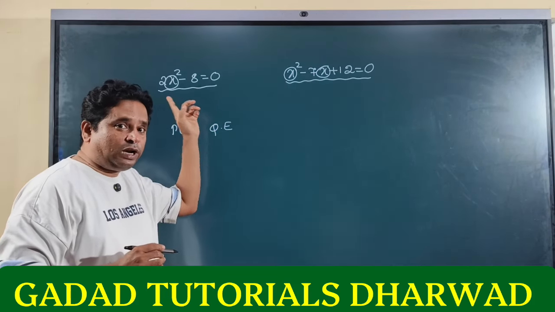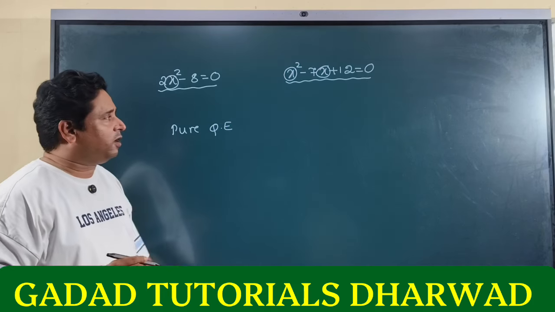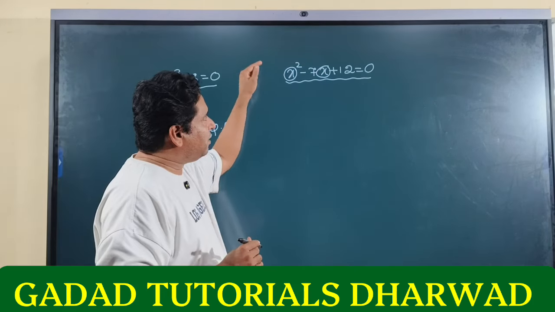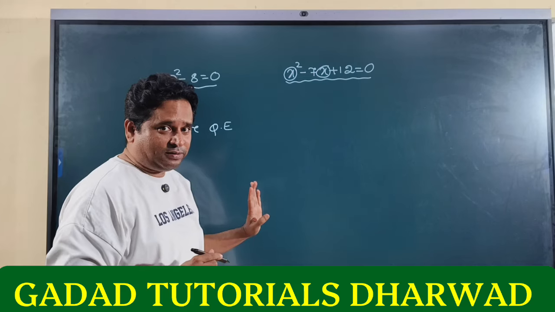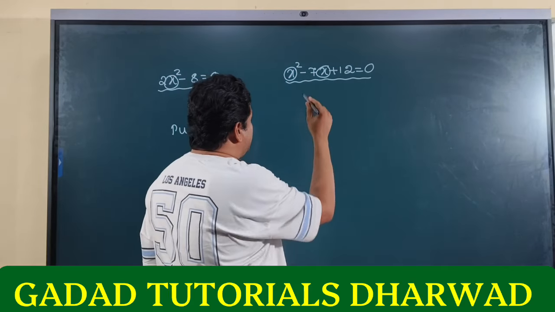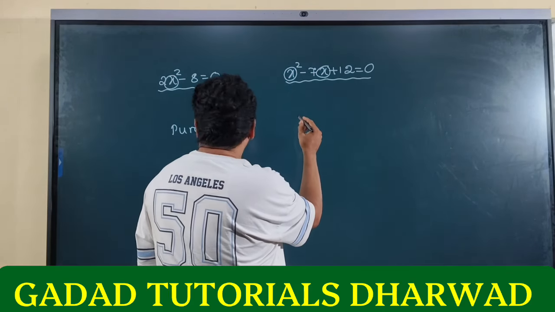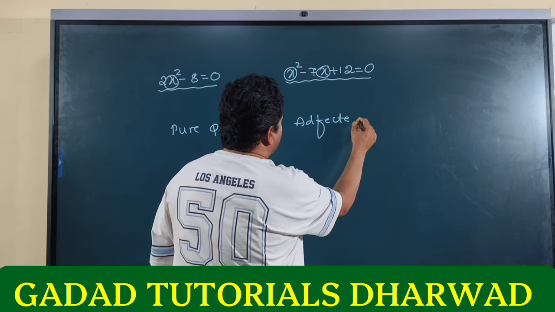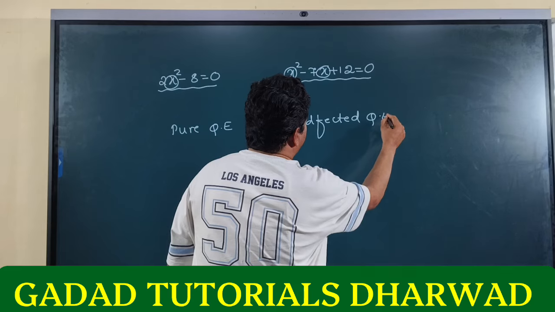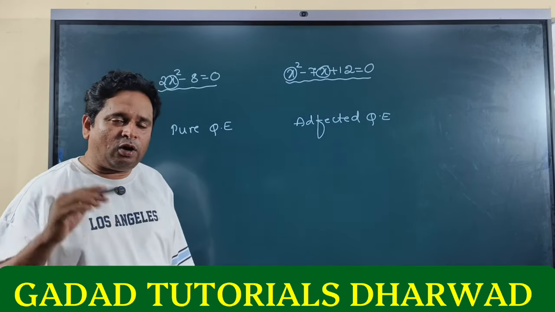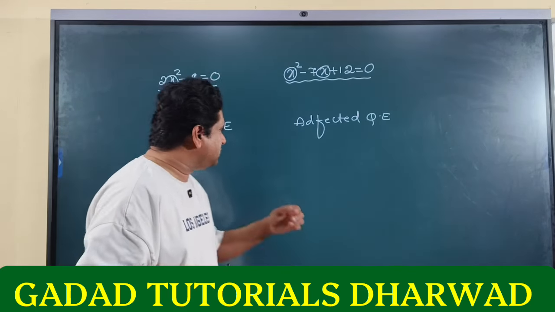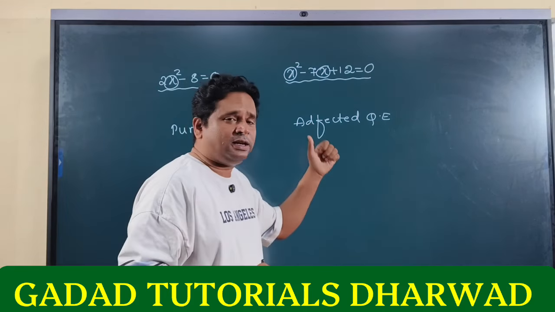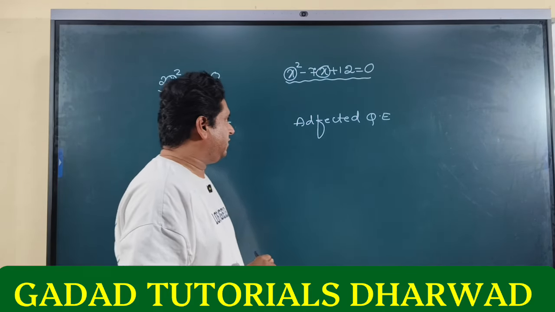If the power is only 2, it is called a pure quadratic equation. Here there is power 2 as well as power 1. If the power is 2 as well as power 1, then it is called an unaffected quadratic equation. In a quadratic equation there are two types.